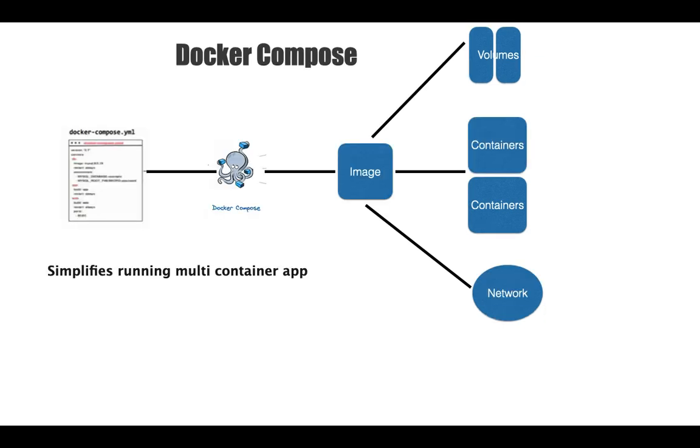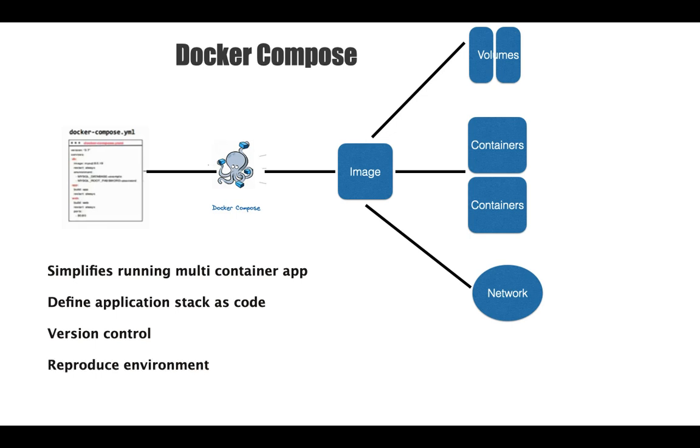Docker Compose simplifies the process of running applications that require multiple containers, such as a web application with a front-end, back-end, and database. It allows developers to define the entire application stack as code, making it easier to version control and reproduce the environment across different systems. In this app, we will have two Docker containers, one PostgreSQL and the other a Redis instance for caching, which Docker Compose will start and wire up to the app.